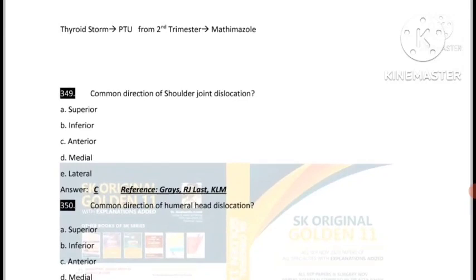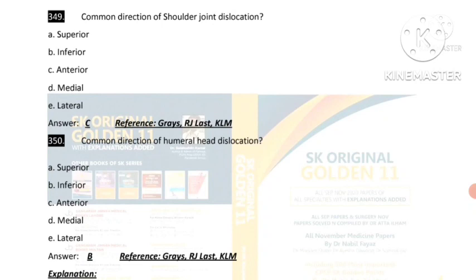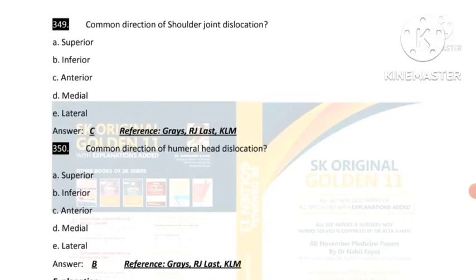Point number 349, common direction of shoulder joint dislocation is anterior, and point number 350, common direction of head of the humerus dislocation is inferior. So sometimes there is an option of anterior inferior, then choose anterior inferior. Shoulder joint dislocation most commonly occurs anteriorly, and head dislocates inferiorly.